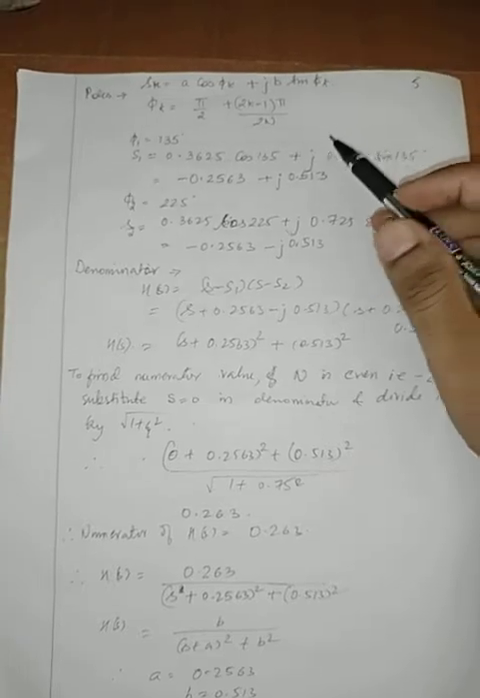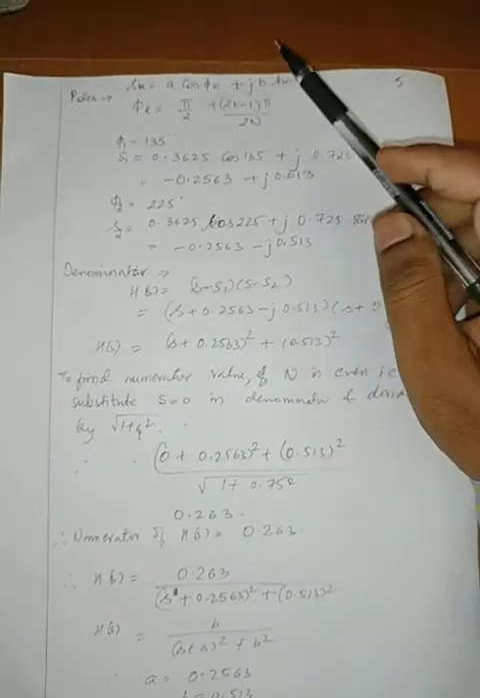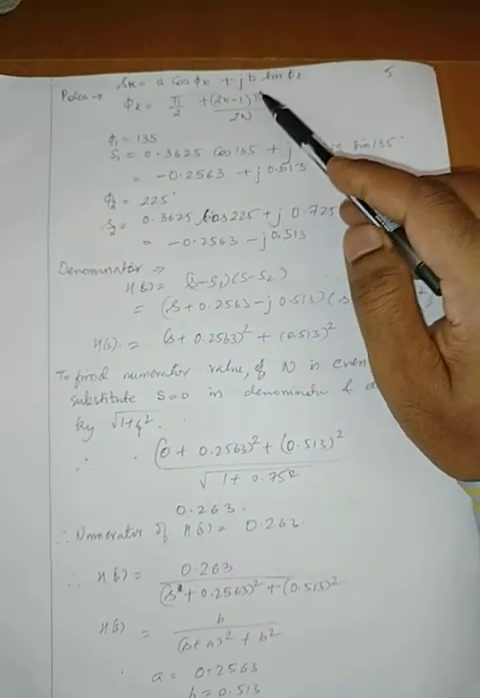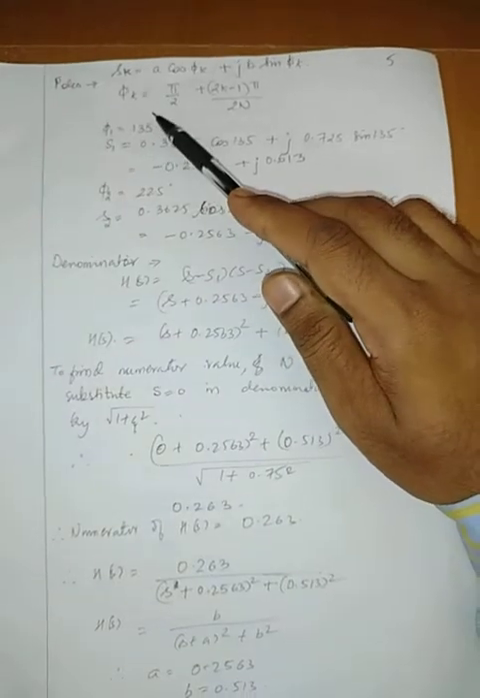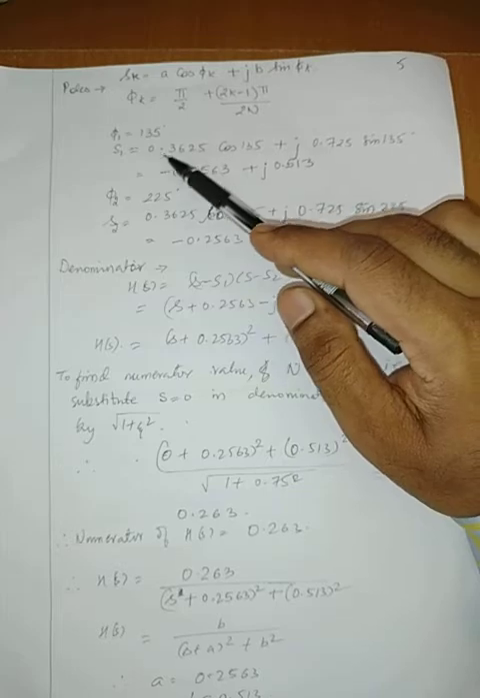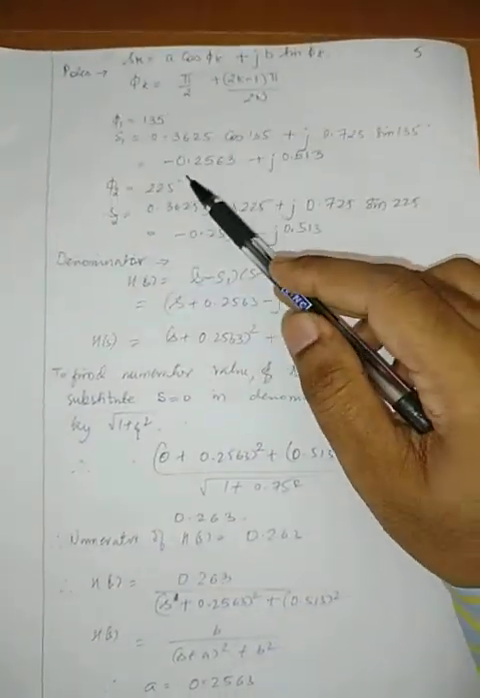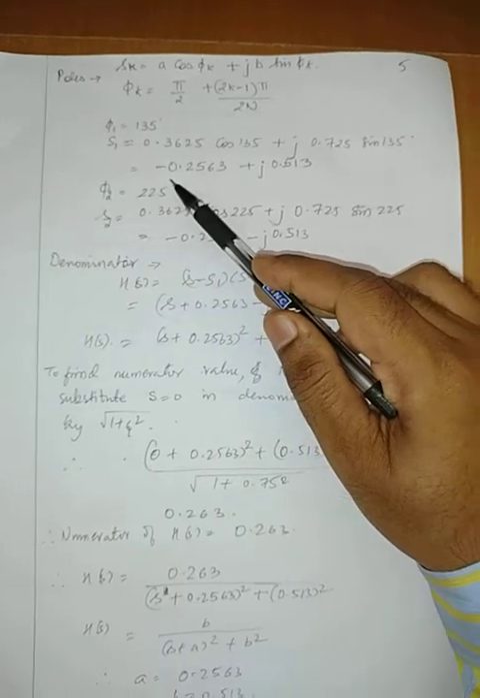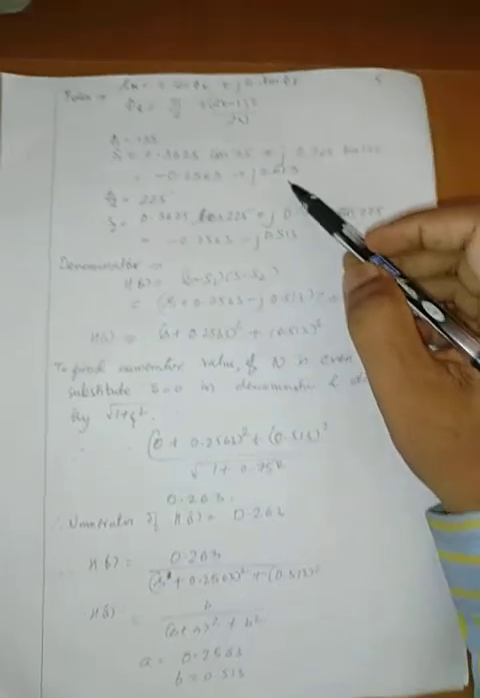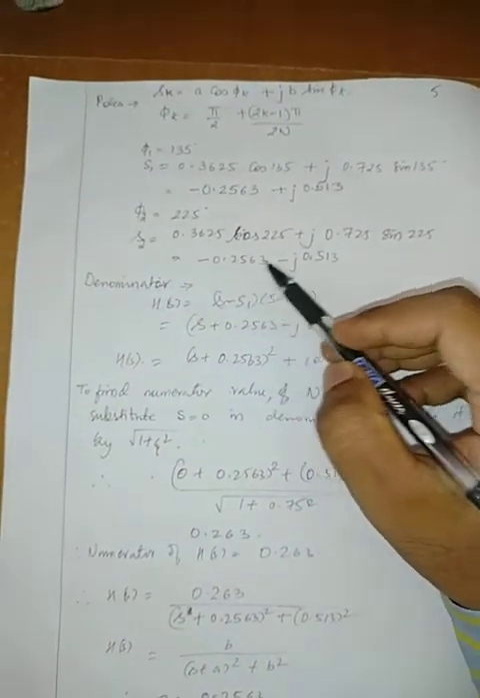Now we need to find the poles by using these two formulas. Sk is equal to a cos phi k plus j b sin phi k. Phi k is calculated by pi by 2 plus (2k minus 1) into pi by 2n. So here the value of phi 1 is 135 degrees, phi 2 is 225 degrees, and we substitute the values of a and b which we have calculated previously. So we get s1 as minus 0.2563 plus j 0.513, and s2 as minus 0.2563 minus j 0.513.